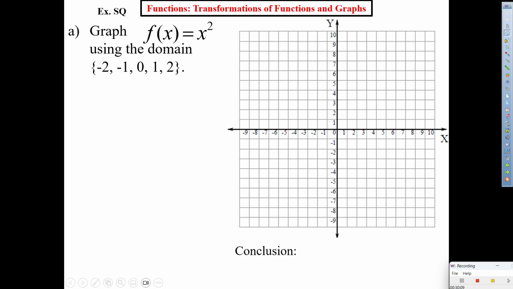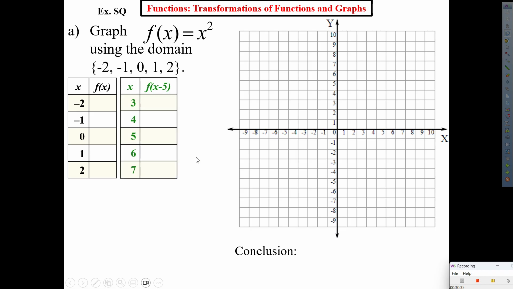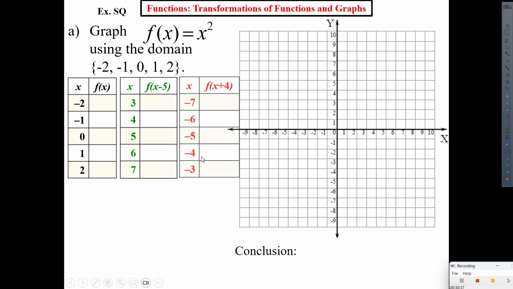Go to a new graph paper. You worked on 2 of them already, yeah? All right, let's go to a new one. On the left side or the right side, I want you to write example super Q. It says, graph f of x equals x squared using the domain -2, -1, 0, 1, and 2. And again, let's do 3 tables, 1 in black, 1 in green, and 1 in red.